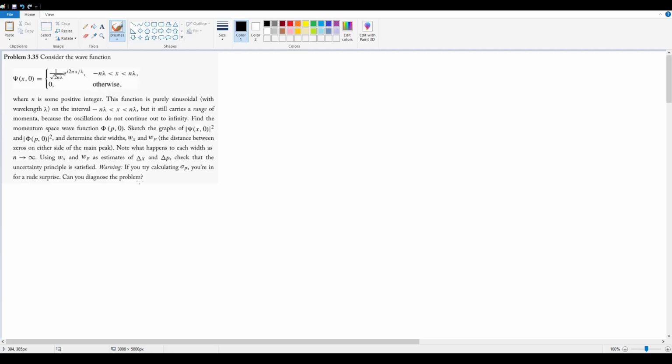So let's take this one by one. Step one is going to be to find magnitude psi squared. And this is pretty easy, right? This is going to be equal to 1 over 2n lambda, and then the complex exponential cancels itself out from negative n lambda to positive n lambda, and then it's going to equal 0 otherwise.